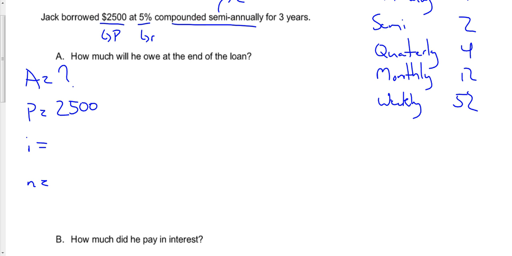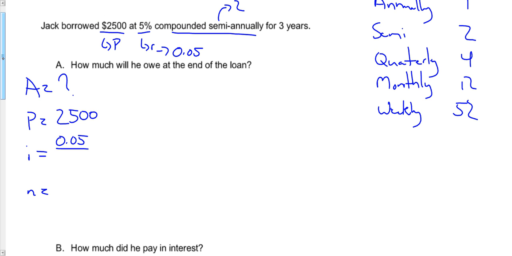The I value, again, I is always the rate divided by the number of compounding periods per year. We know that the rate here is 5%, so 5% as a decimal is 0.05. So my I value is 0.05 divided by the total number of compounding periods per year. And we talked about how the word semi-annually means that it's compounded 2 times per year. So my I value is actually equal to 0.025. My N value represents the total number of compounding periods over the life of the investment. In our case, it's compounded 2 times per year for 3 years, so 2 times 3, that means that my N value is actually 6.